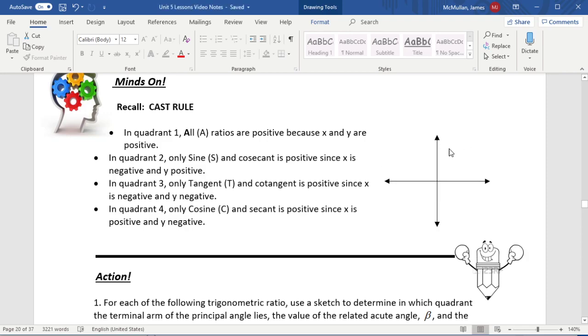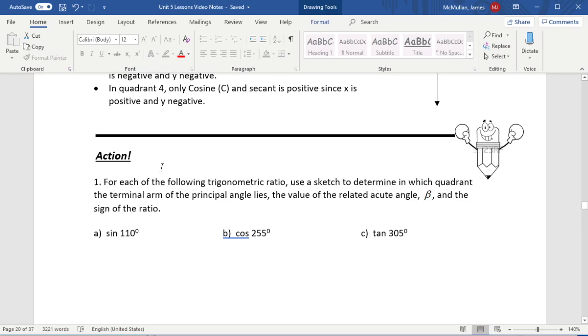In quadrant 1, all are positive: sine, cos, and tan. In quadrant 2, which is the S quadrant, only sine is positive. In quadrant 3, which is T, only tangent is positive. And in quadrant 4, only cosine is positive. So that's just a quick way to remember which one is positive or negative where.